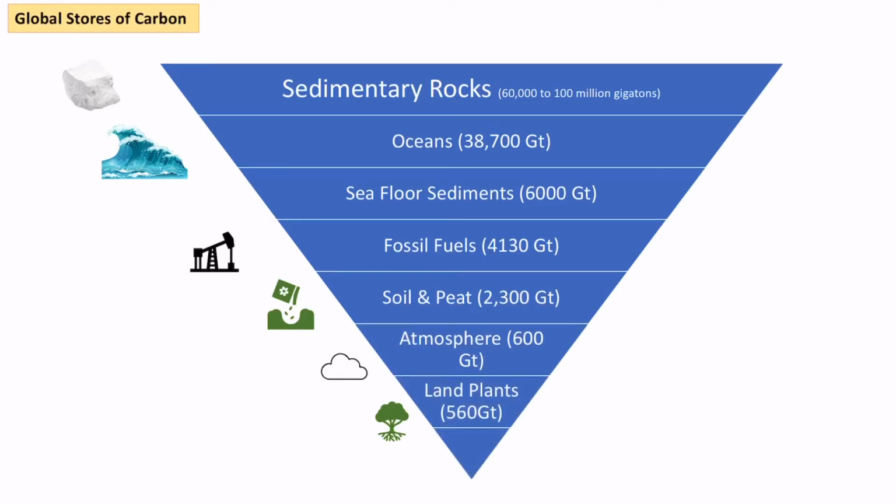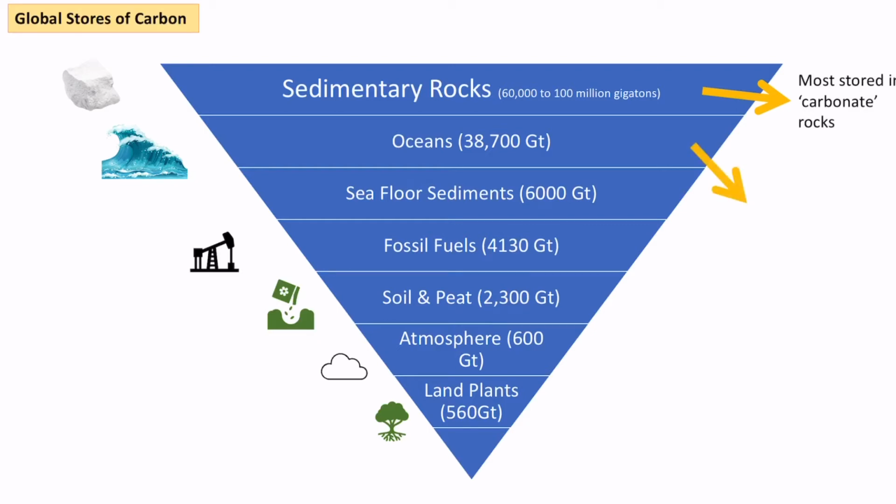The pattern that's interesting to see here is that the sedimentary rocks have significantly more, 60,000 to 100 million gigatons, where the next one is only 40,000 gigatons. So that's a significant amount in those limestones and chalks and similar types of carbonate rocks.